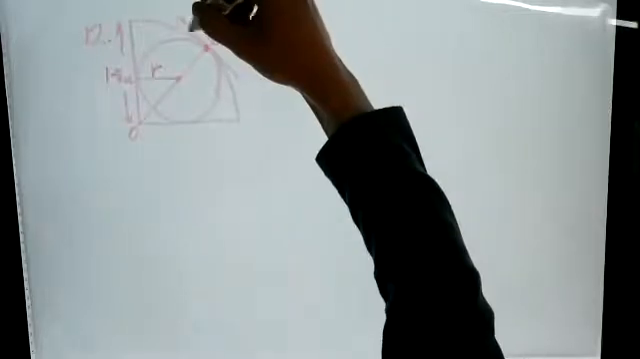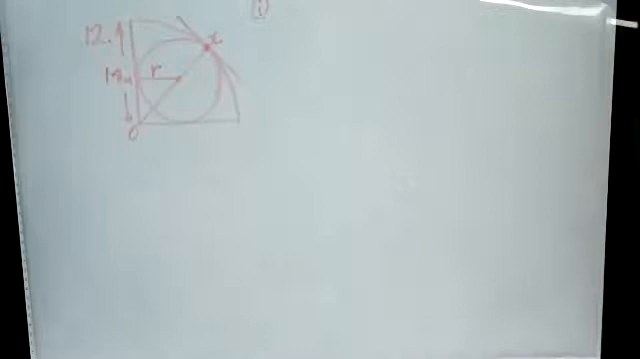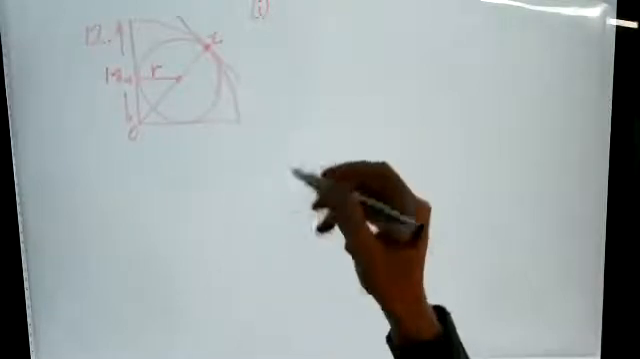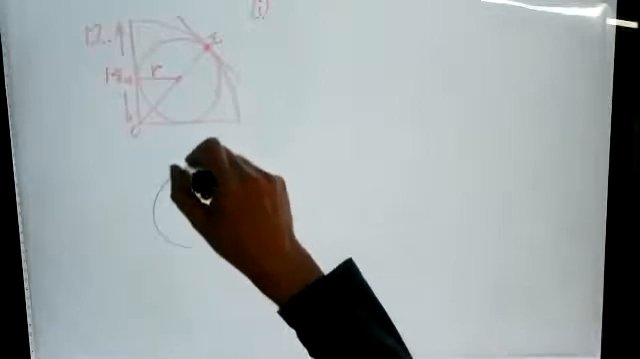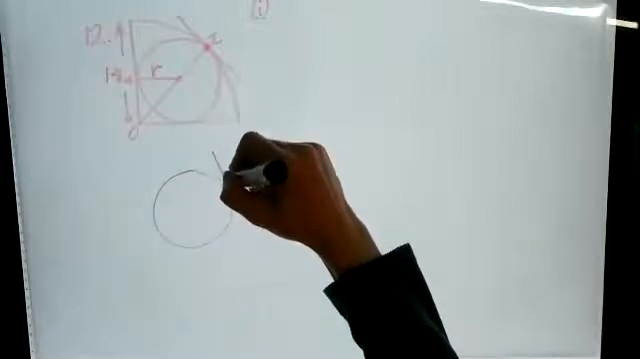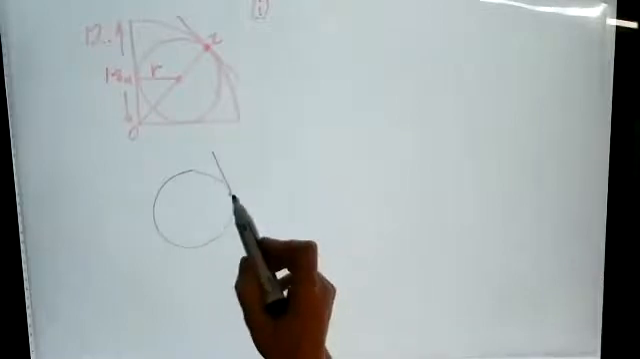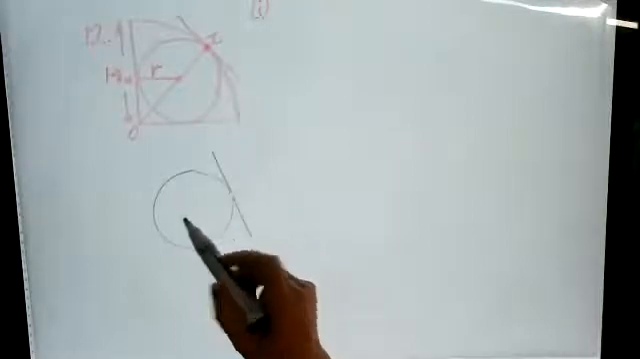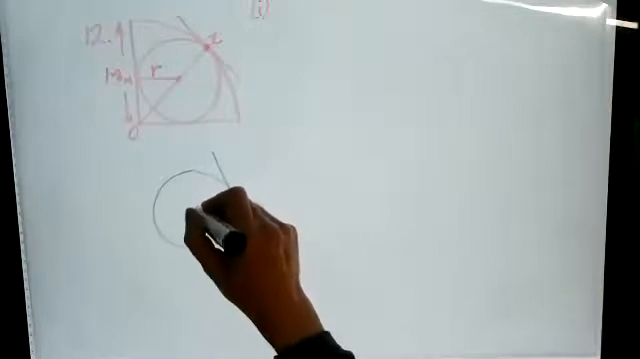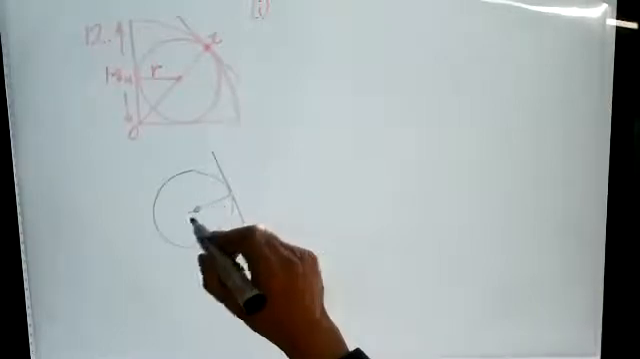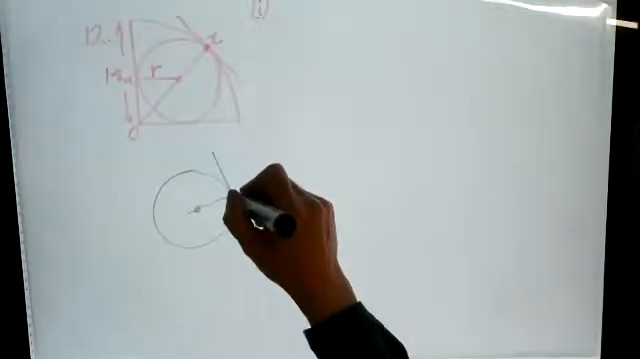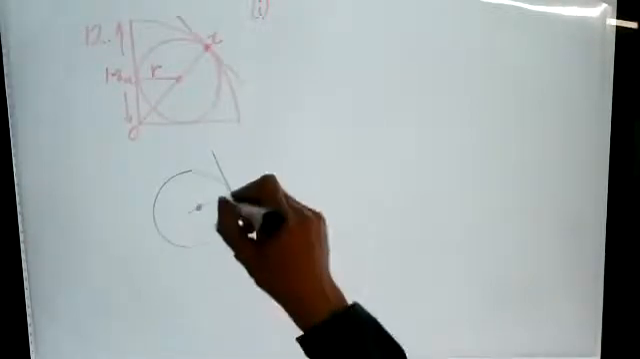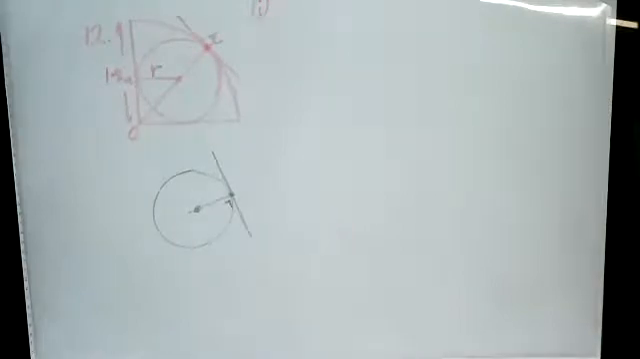The tangent to the circle makes an angle of 90 degrees with the radius. The tangent is perpendicular at the point of contact and goes through the center point. That's a given rule in the theorems.